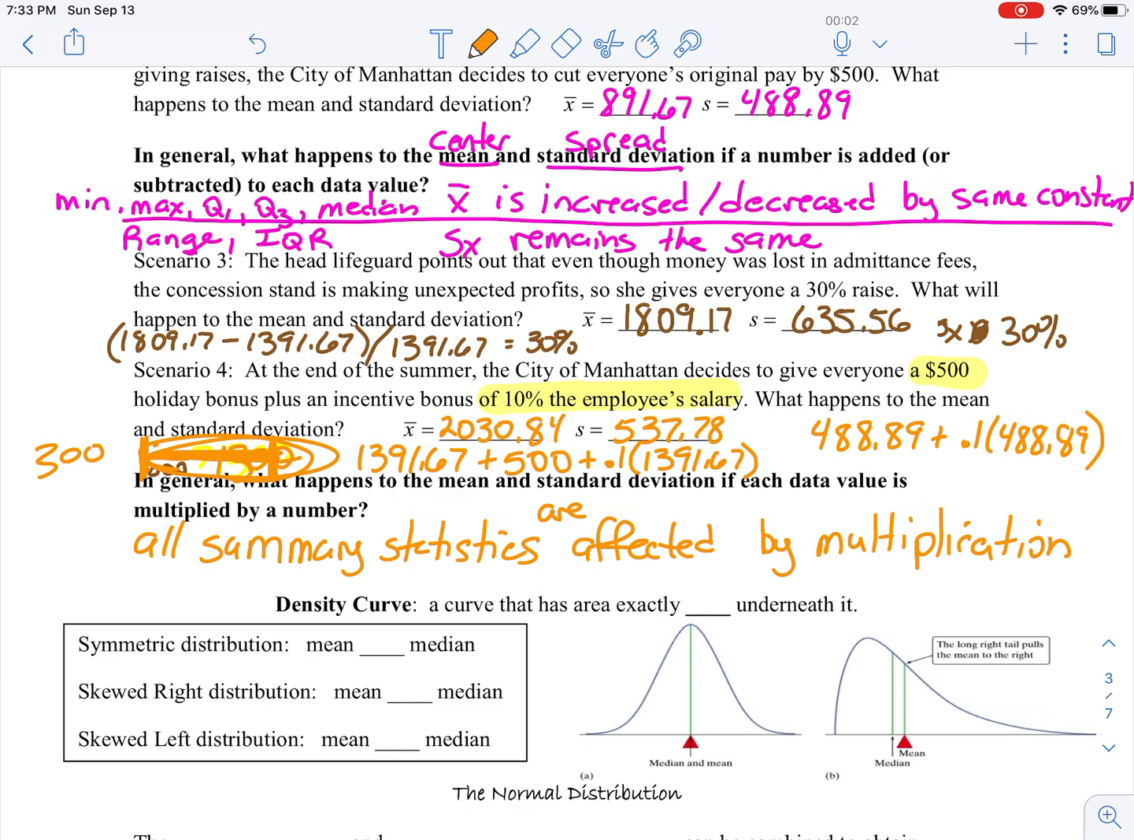So that's what we have to remember. Again, these are just general rules for how a set of data reacts to being increased by a constant or being increased by a scale factor. And that's what we're going to do there. All right, I can shut this video down.